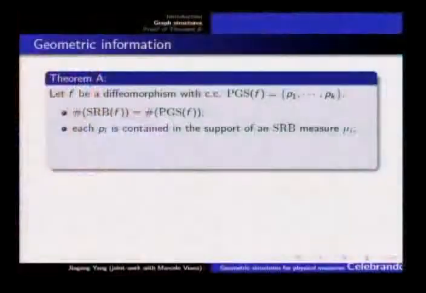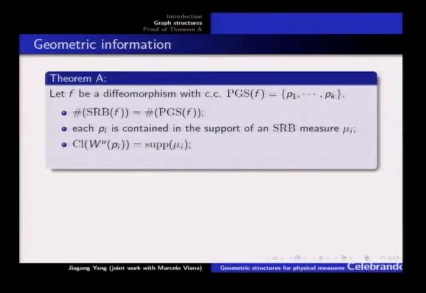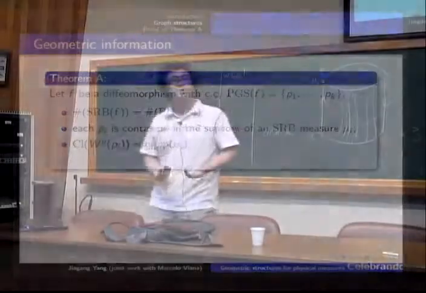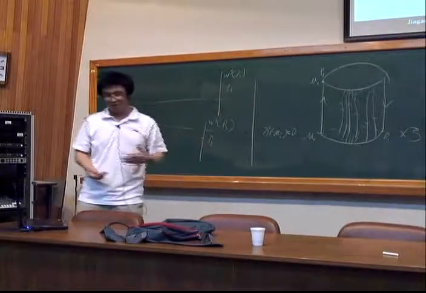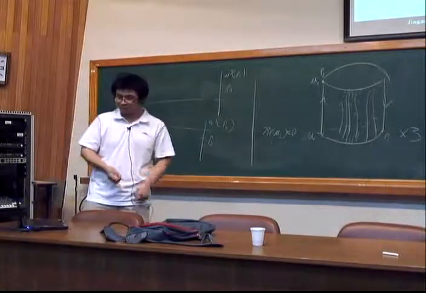Okay. And each periodic point is contained in the support of an SRB measure. So basically, you give me one periodic point, it's contained in a physical measure. And what's more, it can explain to us a lot of things. So we would like to ask, where is the measure? We have a measure. Where is the measure? The closure of the unstable manifold of the periodic points is the support. So given a graph structure, we know exactly where the support is.